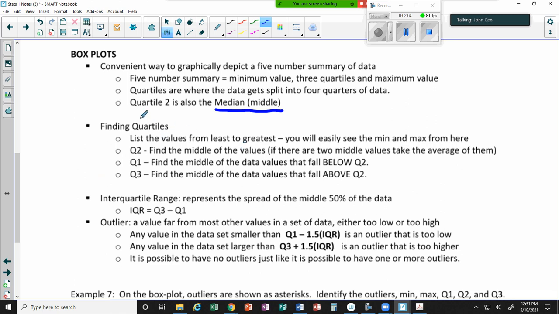So here's how you find those quartiles, where we just kind of talked about it. You list the values from least to greatest. Okay, this will also allow you to easily see the min and max. Then you find the middle value. That's what we just talked about, the median. If there's 2 middle values, meaning if there's an even number of data points, then you average the 2 middles. Quartile 1 is the middle of the data below the second quartile. So it's the middle of the lower half of the data. Quartile 3 is the middle of the upper half of the data.